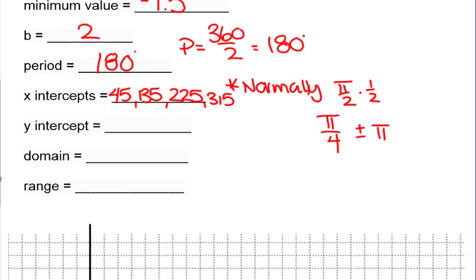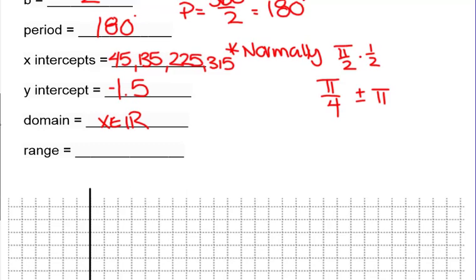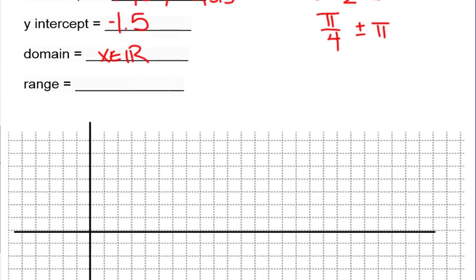Y-intercept, so normally it's at 1, but we have an amplitude of 1.5, so it's going to be at 1.5. Domain, in this case, there's no restriction, so x is an element of all real numbers. Oh, this one's actually, sorry, it's going to be y equals negative 1.5. We have a negative reflection. And our range, y is going to be less than or equal to 1.5, but greater than or equal to negative 1.5. Other than that, y can be anything.